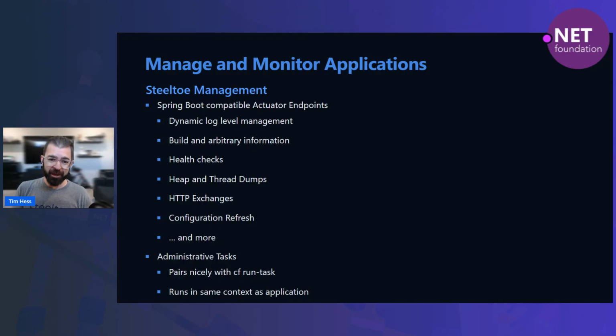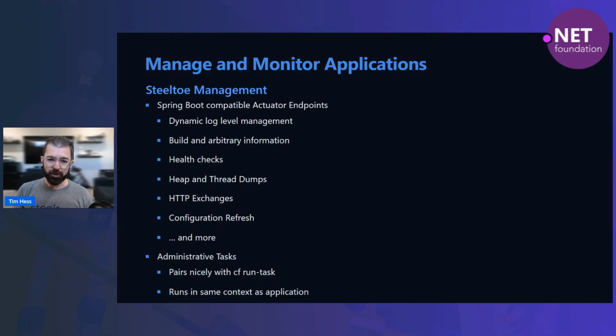But for the actuators that exist today, one of the most popular is for dynamic log level management. I'll show you this in a minute, but the idea here is that you can turn individual loggers off and on, just like you would normally do with the appsettings.json file, but now you can do it with an HTTP request. And so obviously you don't have to restart your application or anything. And you can very quickly tune those logs up and down.